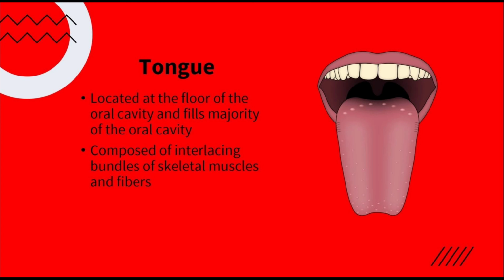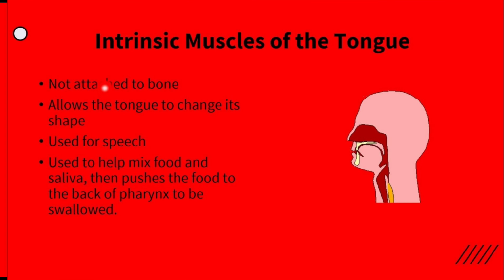The first part of the oral cavity that we're going to discuss is the tongue. This is located in the floor of the oral cavity, and it fills the majority of the oral cavity. It is also composed of interlacing bundles of skeletal muscles and fibers. The intrinsic muscles of the tongue are not attached to bone, and this allows the tongue to change its shape. It is also used for speech and helps mix food and the saliva together, and then pushes the food to the back of the pharynx to be swallowed.